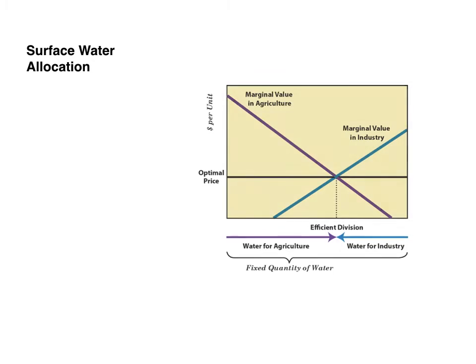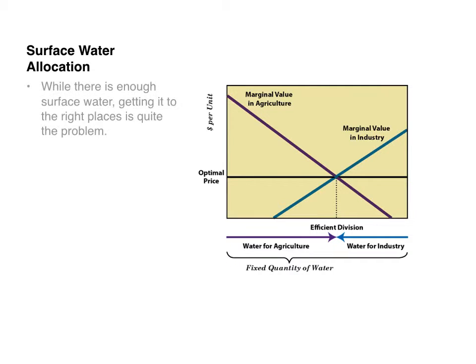Now here we have a model of surface water allocation between agriculture and industry. It's a two use graph, and while there's enough surface water, getting it to the right places is quite the problem. And a huge issue is water rights. Who has the right to the water? And that's oftentimes a legal and or political issue.